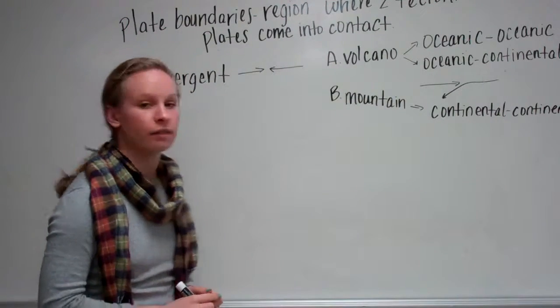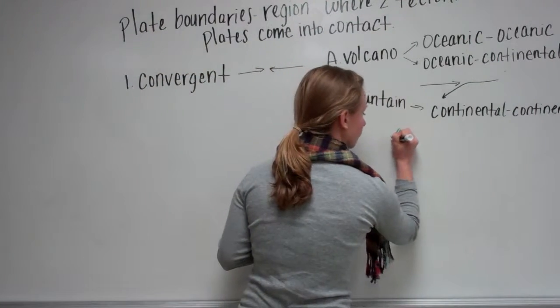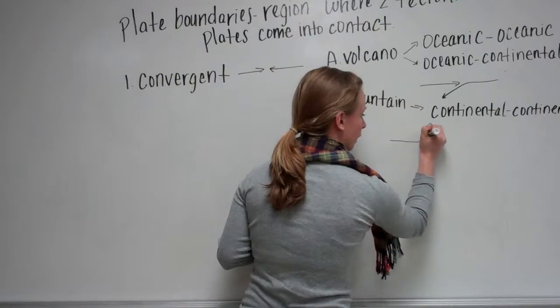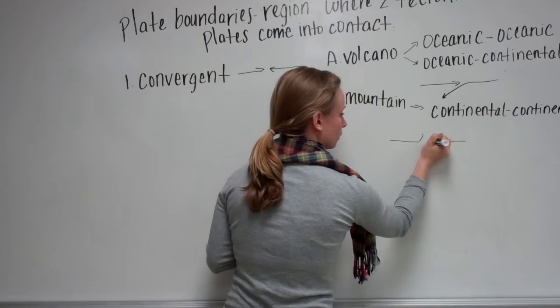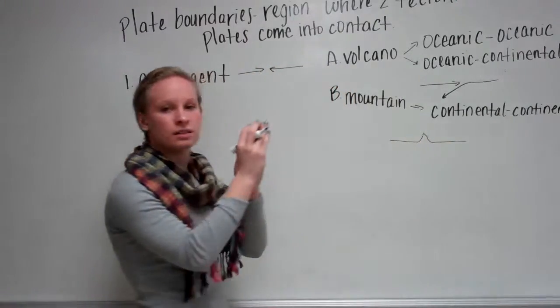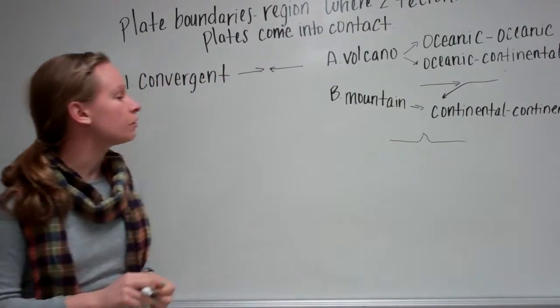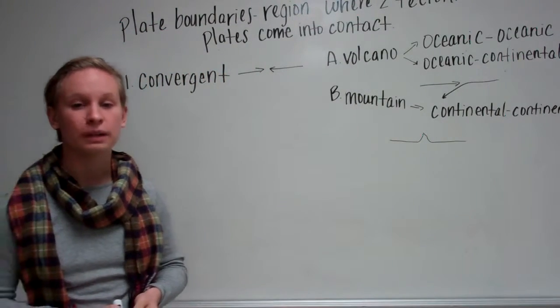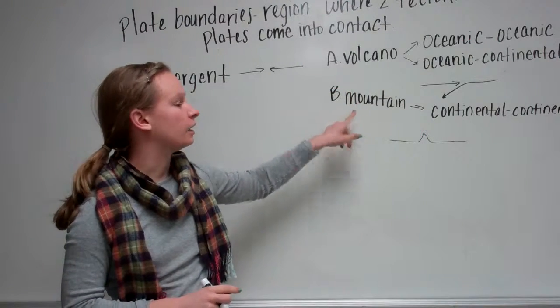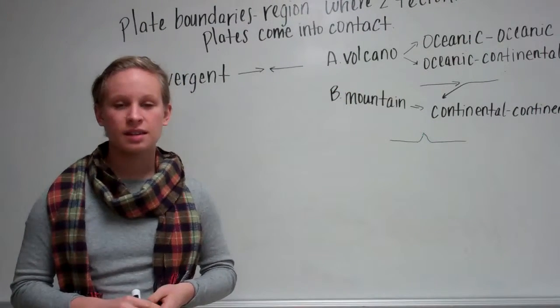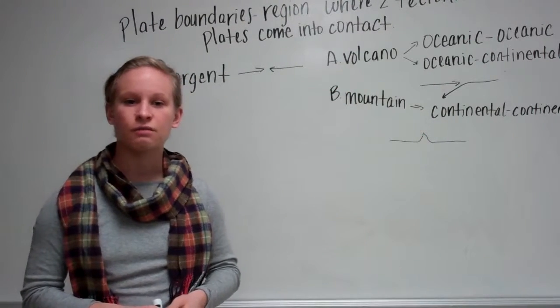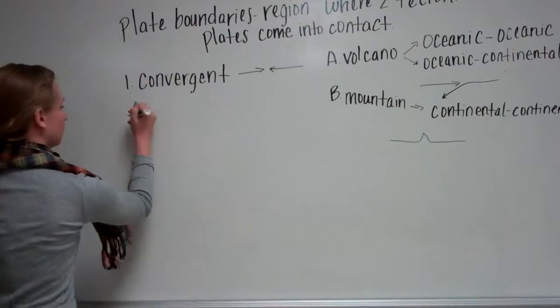So instead what we have happening is our plates push together, and as they come into contact they start pushing one another upward and we have a mountain forming. So the two different outcomes that we can have at our convergent plate boundaries will be a volcano or a mountain. The second type of plate boundary that we have is a divergent plate boundary.